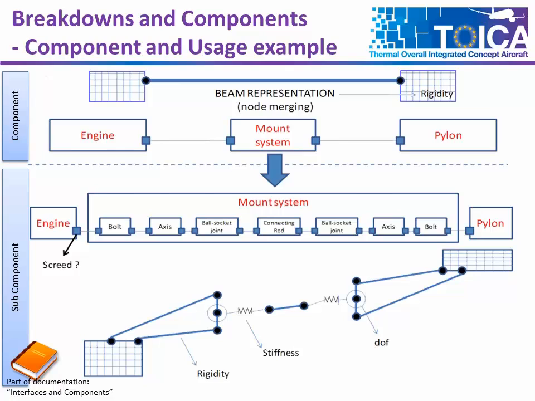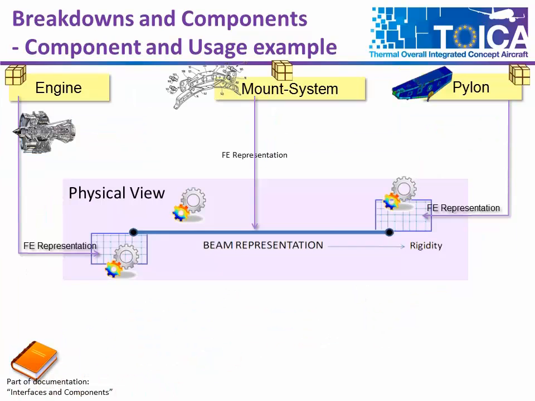Now we will look at a multi-level example that was provided by SNECMA during the Crescendo project to explain components and interfaces during the next slides. This is covered extensively in the documentation under Interfaces and Components. So this is a top-level view of the example. It shows three components: the engine, the mount system and the pylon, and these have FE behavioral representations, or FE models.